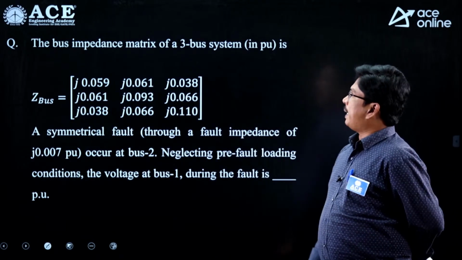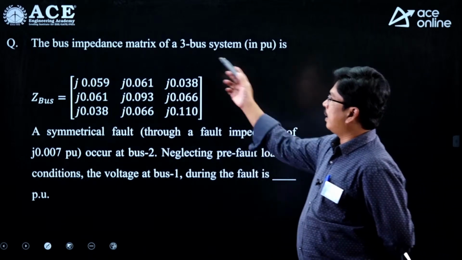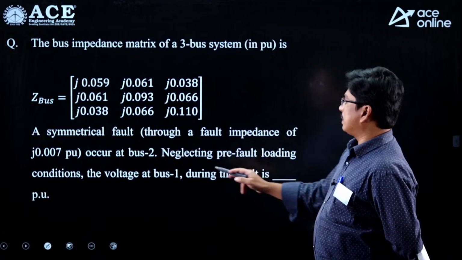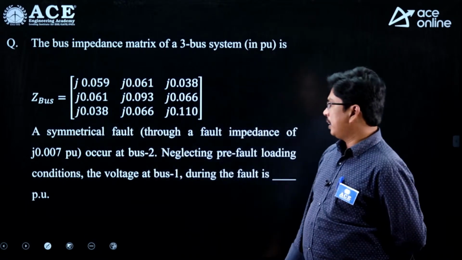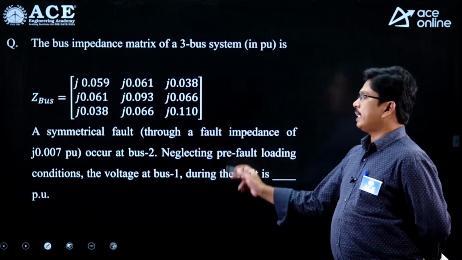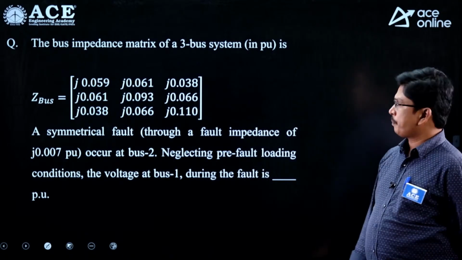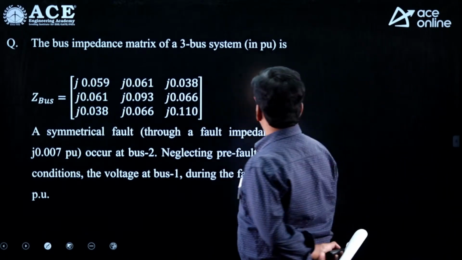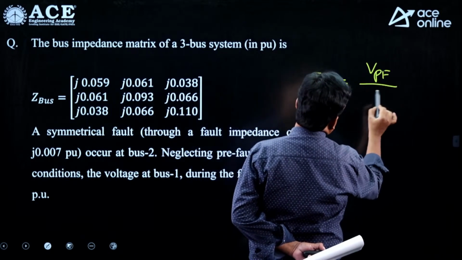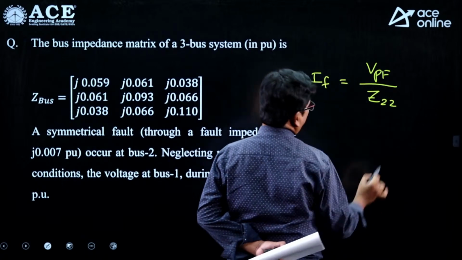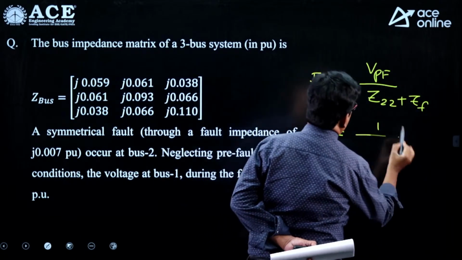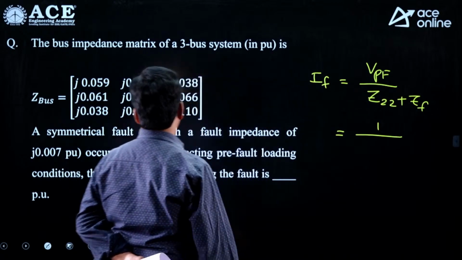The bus impedance matrix of a 3-bus system is given. This is the bus impedance matrix. The symmetrical fault through a fault impedance, also given as ZF, occurs at bus 2. Neglecting the pre-fault loading condition, what will be the voltage at bus 1 during the fault at bus 2? Whenever a fault occurs at bus 2, the fault current is the pre-fault voltage divided by Z22 plus the extra fault impedance ZF. The pre-fault voltage is 1. What is the value of Z22?